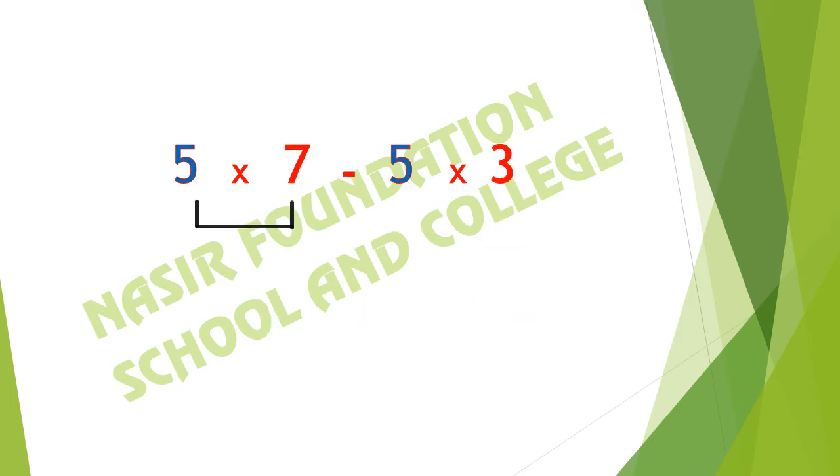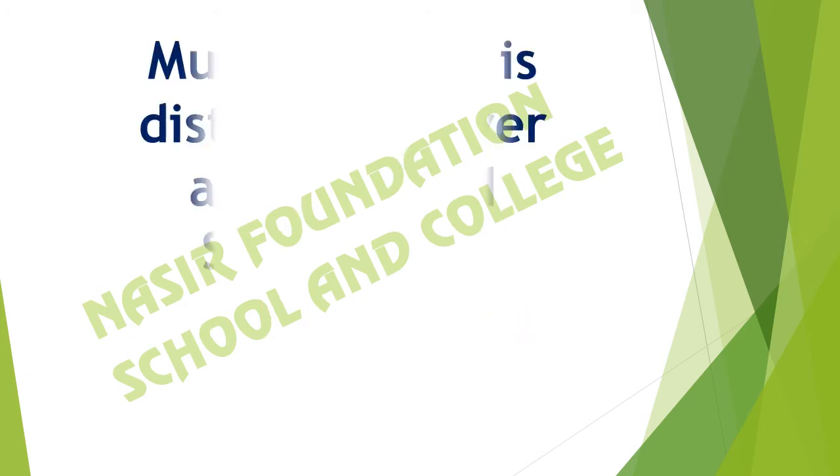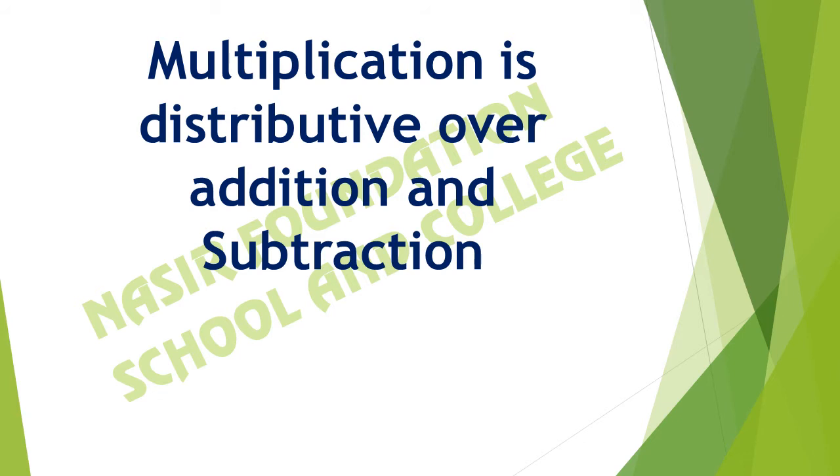Here 5 is multiplied with 7 and 5 is multiplied with 3. So 5 is the common factor multiplied with both these numbers 7 and 3. Hence we can write 5 once and then we will write the difference of numbers inside the bracket: 7 minus 3. Now closing brackets. Multiplication is distributive over addition and subtraction.